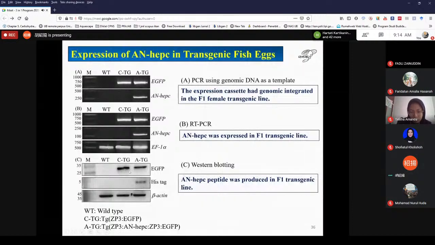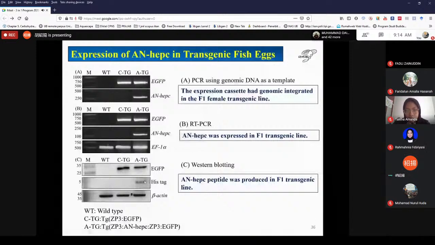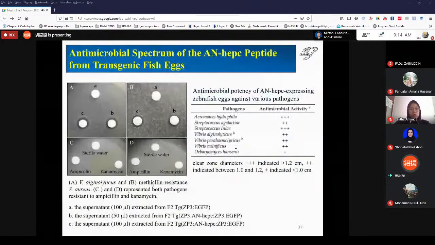And finally, because we didn't have the hepcidin antibody, we use GFP to recognize and check whether the hepcidin is expressed, so you can see and confirm that the hepcidin peptide is expressed in the transgenic fish egg. Okay, so it means the egg contains the hepcidin peptides. We can use the egg as a material to do the experiments.